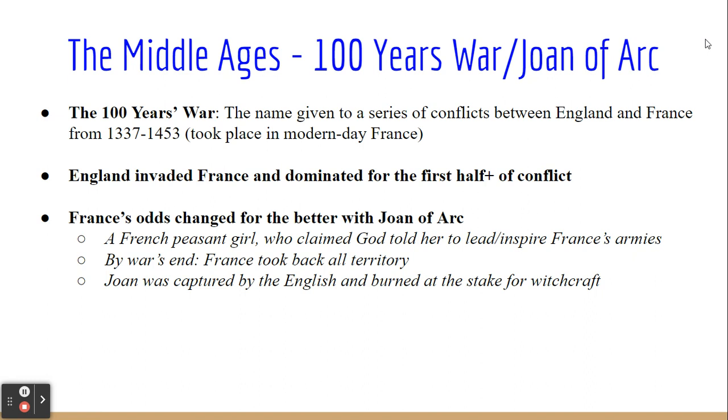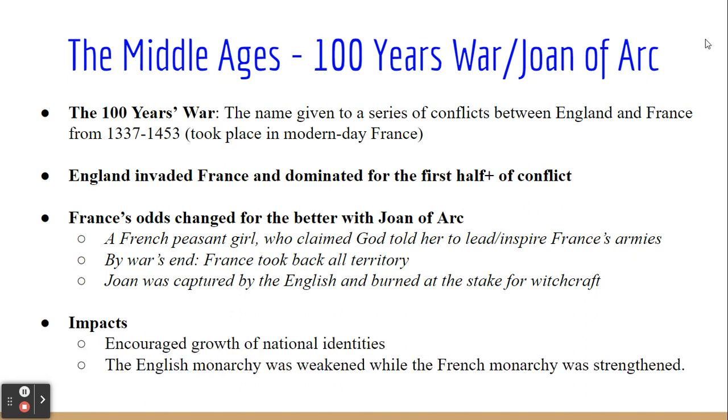Joan's story has gone down as legend. She's very much a French hero, but her story is very tragic because she ends up being captured by the English, and in a kind of falsified trial is burned at the stake for witchcraft and heresy. She's forced to sign documents she can't read and stuff like that. But ever since her death, she's gone down as a French legend and somewhat of a female hero in history.